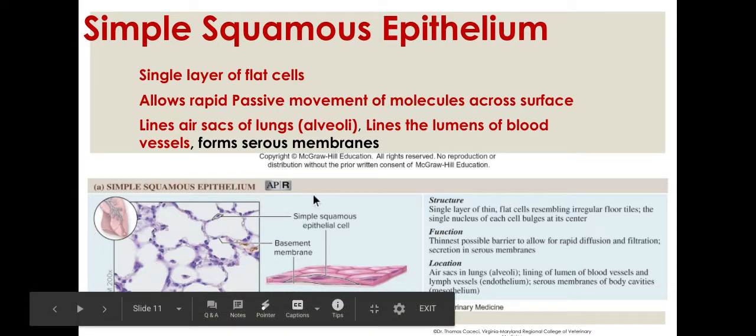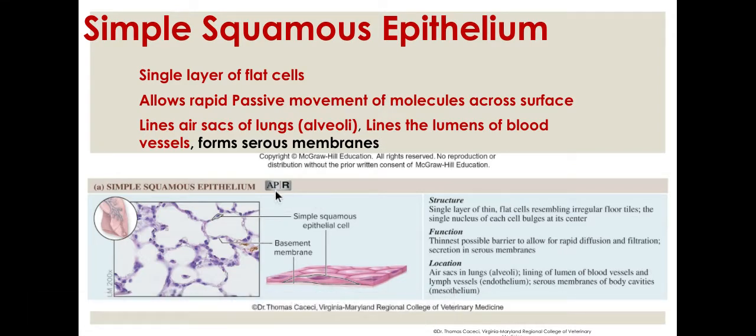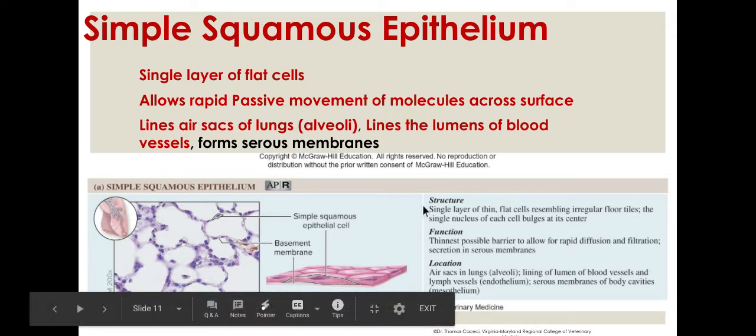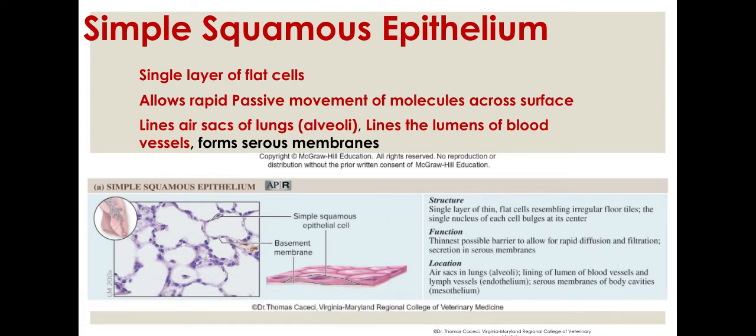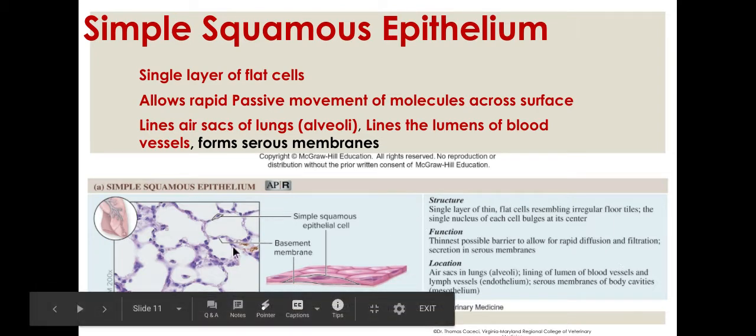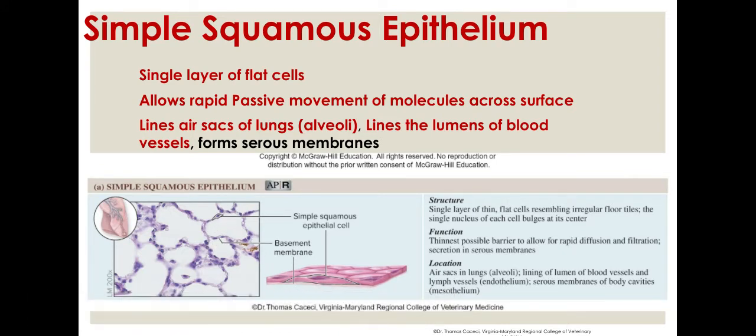And if you have the Connect software, you can go to Anatomy Physiology Revealed, and you can actually click through some of the pictures there. That's where this comes from. But it's going to give you this little directive too, that it's a single flat layer. You can sort of think of it like floor tiles, right? You can kind of see them all here lined up like that. They're the thinnest possible layer, rapid diffusion and filtration. And so again, in our lungs, in our blood vessels, in serous membranes.